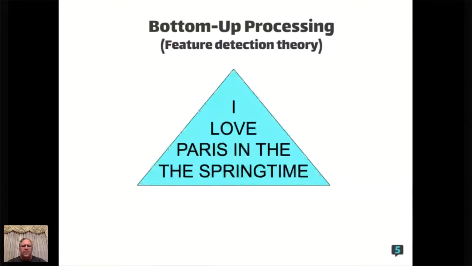And so you have to look at it very carefully and say, all right, I see the word I, I see the word love, I see Paris. Oh, I see the problem. The word the is there twice. That's a type of bottom-up processing where you're looking at the specific details and you come to a conclusion as to what the whole image is.